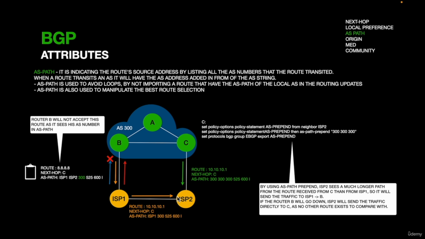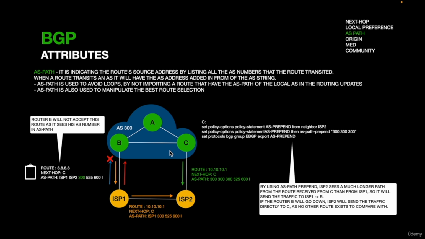Let's say that ISP2 is learning a route from router C. ISP1 is learning the same route from ISP2, and ISP1 wants to share the same route learned from ISP2, which learned from router C, to router B. ISP1 will try to send this route, for example, to router B. When this route will be received by router B, the AS path will be examined, and if it will see AS300 in the AS path, it will immediately drop the route in order to not form a loop over here.